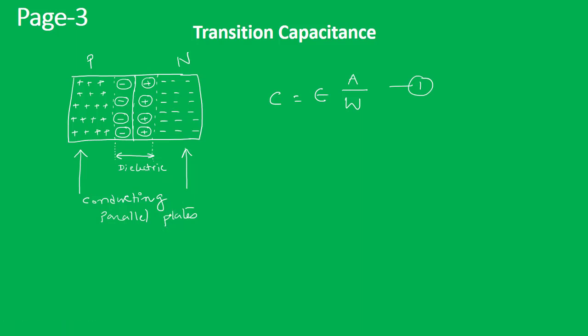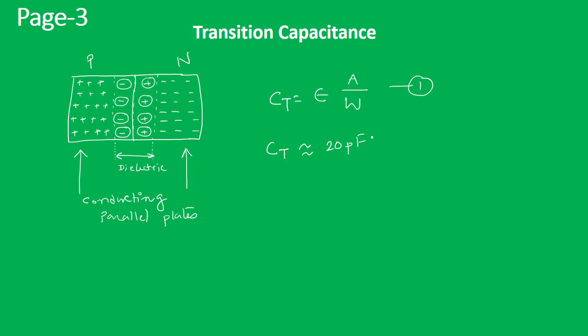Now if we try to find the value of the capacitance CT, it is given as epsilon A by W. Now what is epsilon? It is the permittivity of the material, A is the cross-sectional area of the junction, and W is the width of the depletion region. The depletion region, as I have mentioned, is acting as a dielectric, and normally this value CT is very small. It is almost equivalent to 20 picofarad.